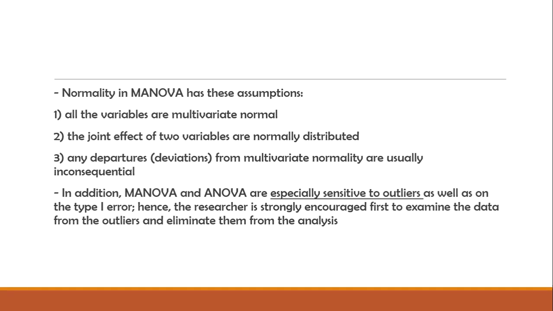Normality in MANOVA has these assumptions. 1. All the variables are multivariate normal. 2. The joint effect of two variables is normally distributed. And last, any departures or deviations from multivariate normality are usually inconsequential. In addition, MANOVA and ANOVA are especially sensitive to outliers, as well as to Type 1 error. Hence, the researcher is strongly encouraged first to examine the data for outliers and eliminate them from the analysis.